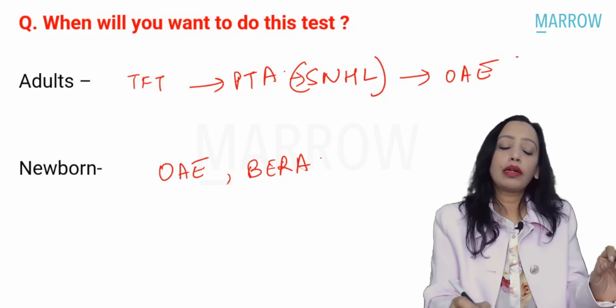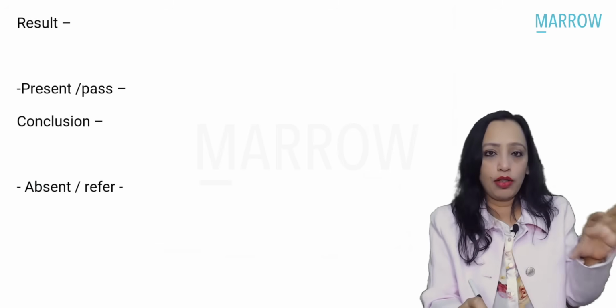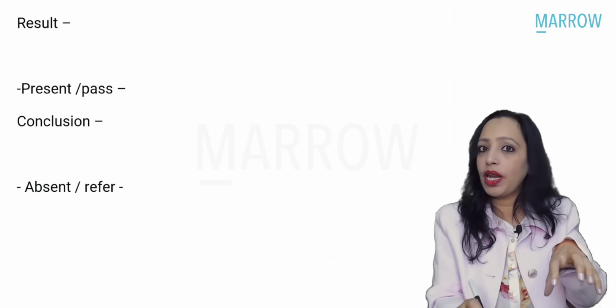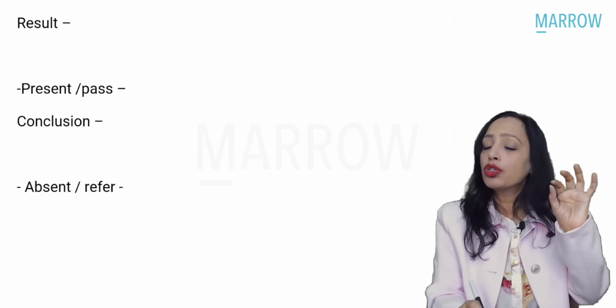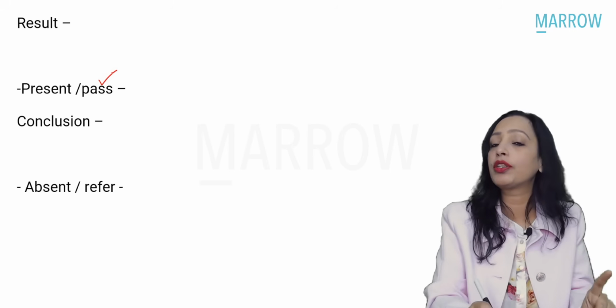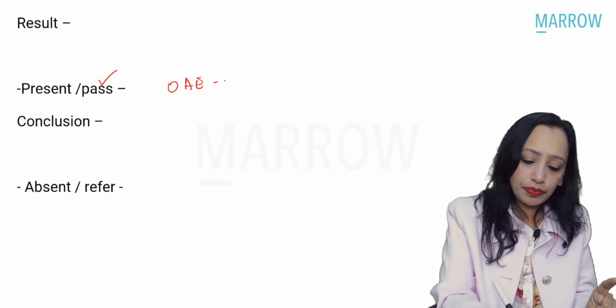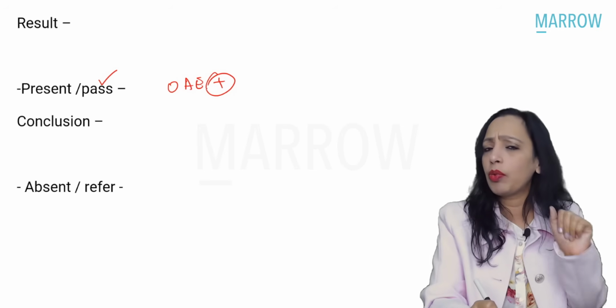Okay, now coming to, we have done this test either in an adult or in a child, and we have got the result as present. The otoacoustic emission is present. So this is a very important part. Listen to this very carefully. If the otoacoustic emission is present, what do we say? We say it is passed. This was another question that was asked in your exam. So if the otoacoustic emission is present, what does it indicate? Tell me what it indicates.